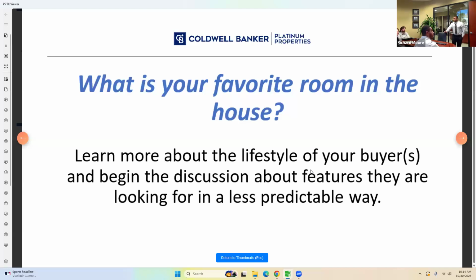What's your favorite room in the house? This is gonna help you understand what they're looking for. Do they want a big kitchen? Do they entertain people? Do they want an open kitchen that opens into a great room or something? Or do they want a big backyard because they host parties? Do they want a giant master bedroom because they spend a lot of time in the master bedroom? Maybe they're starting a family? I don't know. Do they want a big living room? It's gonna help you understand what it is that they're looking for.